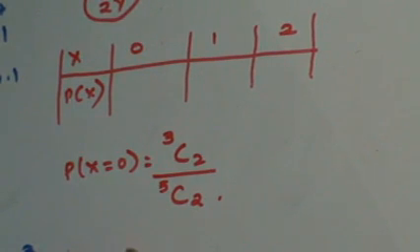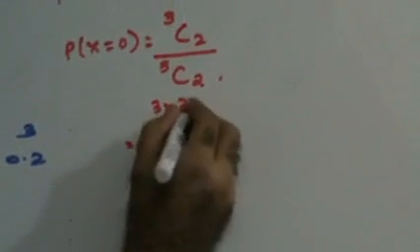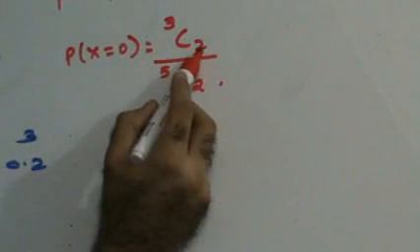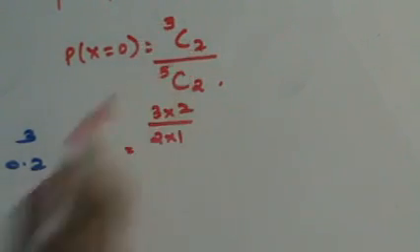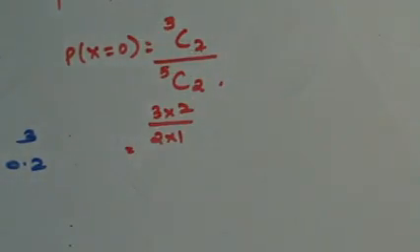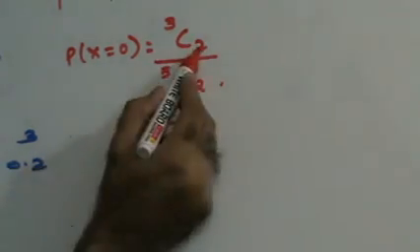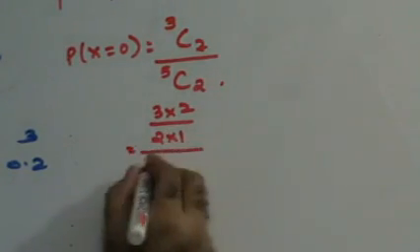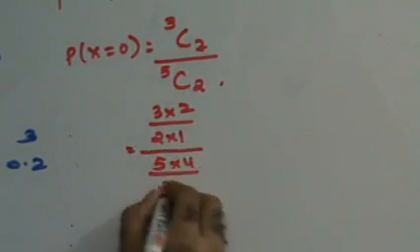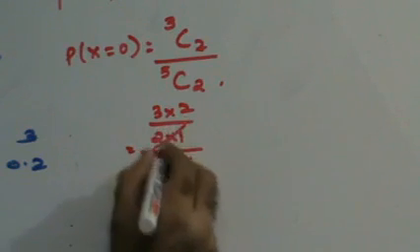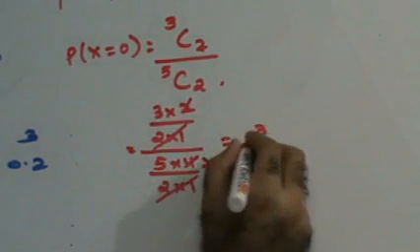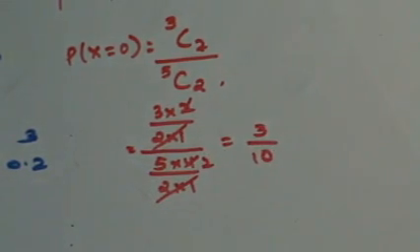This is going to be nothing but 3 into 2 upon 2 into 1. How did I solve this? From 3 write 2 terms in descending order, so 3 into 2, and in the denominator from here to 1, so 2 into 1. Similarly this will be 5 into 4 upon 2 into 1. 2 into 1, 2 into 1 gone, so this is 3 upon 10. So the probability that I get 0 yellow marbles is 3 upon 10.